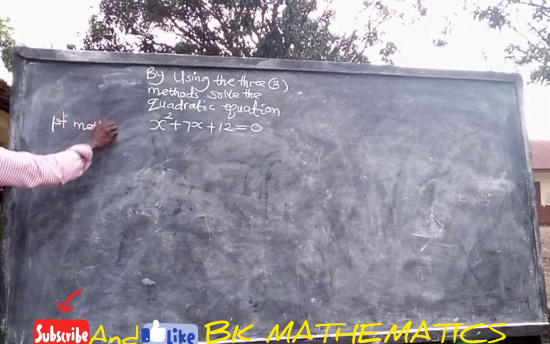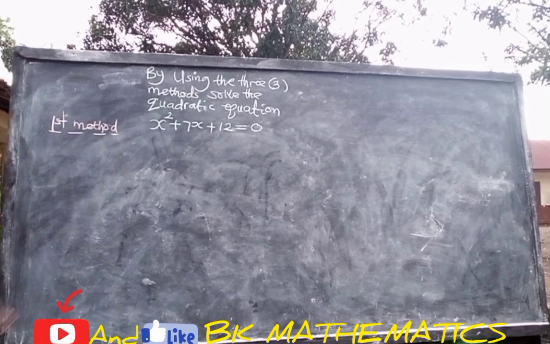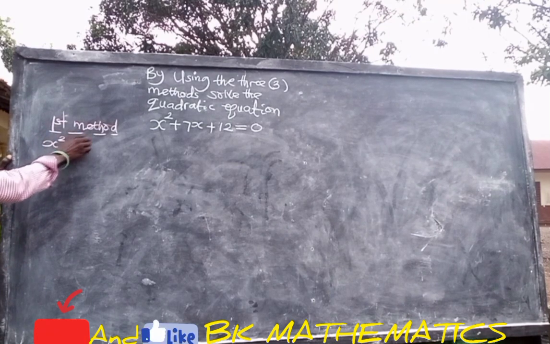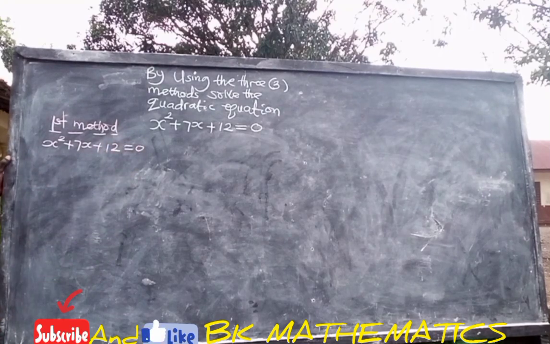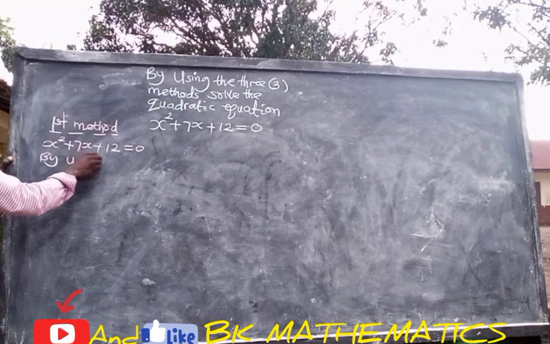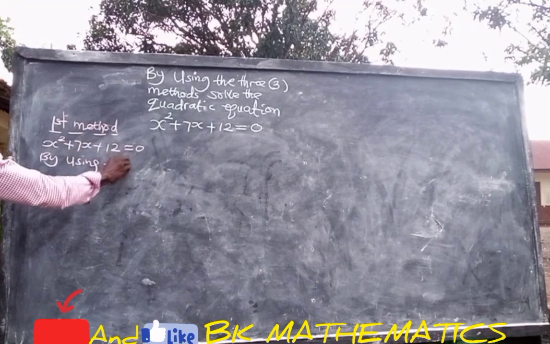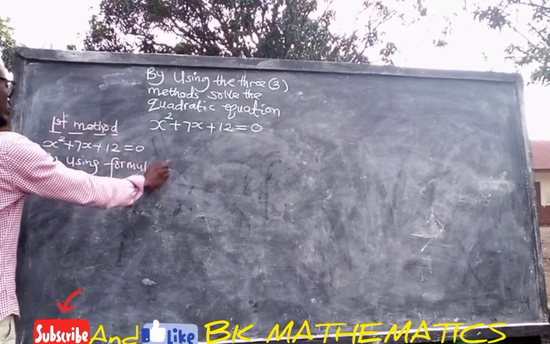Let's use the first method here. Now we are going to use the formula method. Since we are given x squared plus 7x plus 12, everything becomes 0. Let's say by using the formula method.